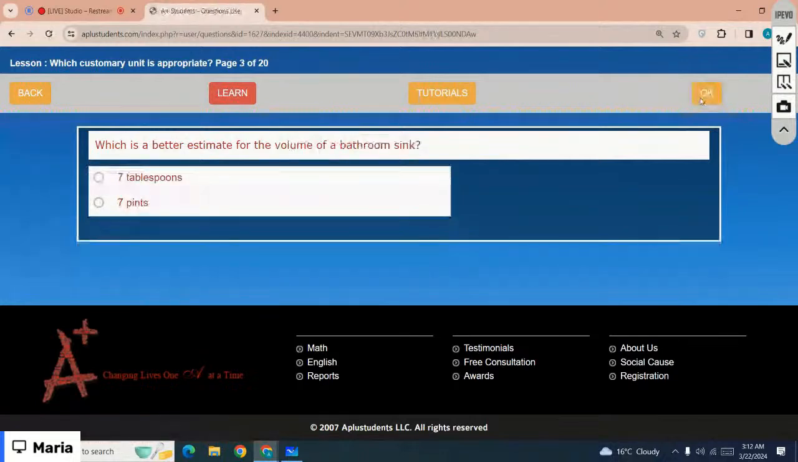Which is a better estimate for the volume of a bathroom sink? 7 tablespoons or 7 pints? Which is the correct option?